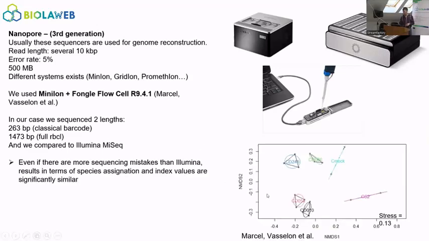And here are the results. So this is one sample, a second sample, and so on. We even put a mock community. So you have 3 points. I don't remember exactly the order, but 1 point will be Illumina, another point will be the small 263 base pairs with MinION, and the long is the 1,400 base pairs with MinION. And you can see here again that there is a good homogeneity, whatever the sequencing strategy that you use.